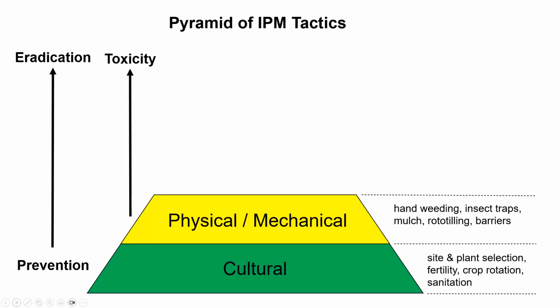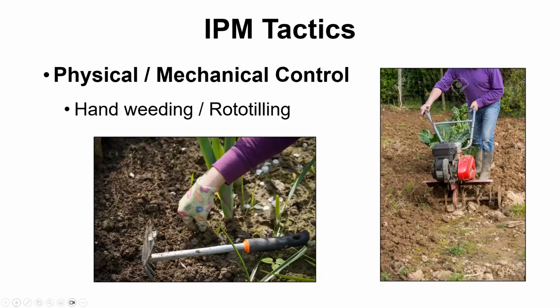All right, so now we're going to move on to physical and mechanical control. This is the second step of our pyramid, right? So you still want to do all those cultural things, and here's something that you can do on top of this. And this is mostly preventative, but also some things are reactions to pests that are there.